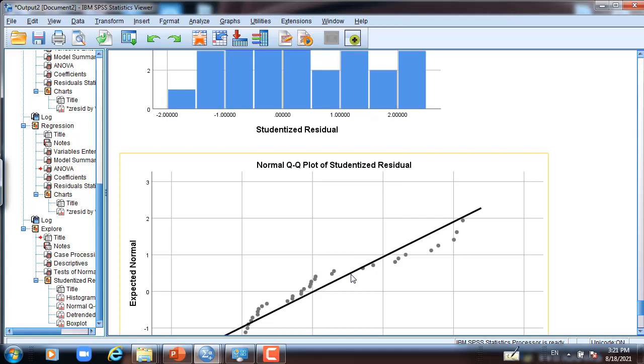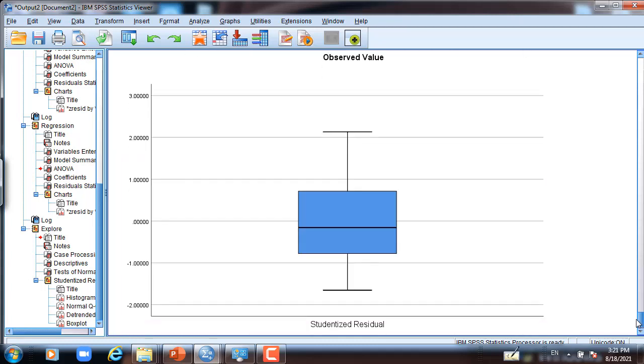And finally we check that last one, the graphical, as you can mention it here, the box plot. Normally when the median is in the middle, residuals are normally distributed. We say that when the median is in the middle or in the center, our residuals are normally distributed.